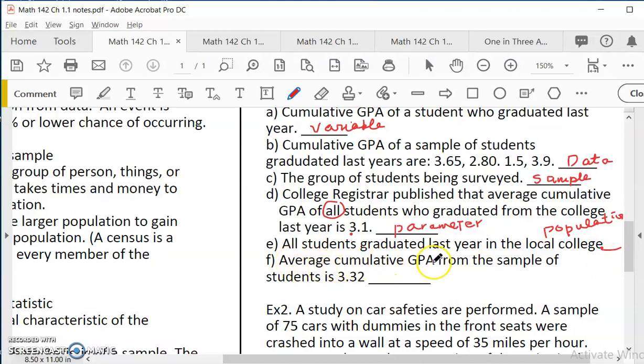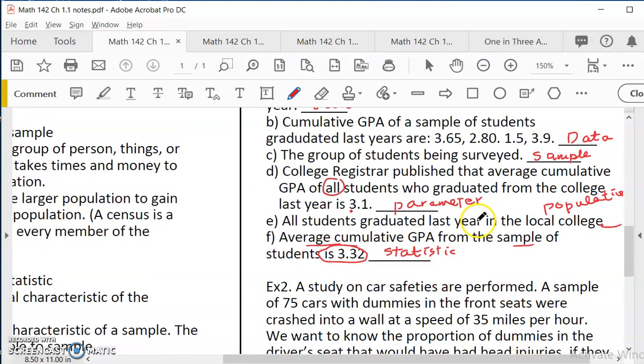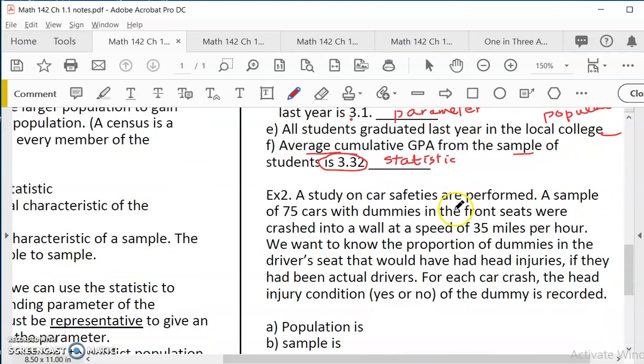F. The average cumulative GPA from the sample of the students is 3.32. So this is also an average GPA, but you calculate it from a sample. So this number, 3.32, is a statistic. You can see the statistic is different from the parameter. You can use it to estimate it. It's quite close, but it's not exact. The sample shows 3.32, but the actual parameter, the actual average, is 3.1. Okay, so this is how you distinguish the six terms.